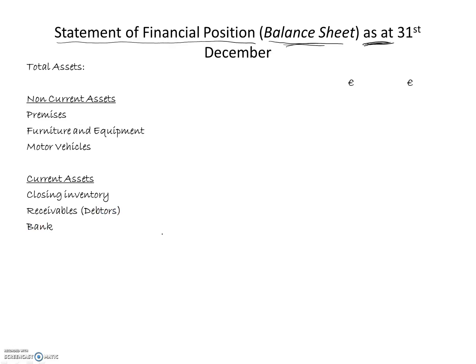But in this case, as I've already mentioned, the bank will be 0. And that'll give us the total assets. So we just pop the numbers in. The premises, writing it over here, 250,000. The furniture and equipment, 40,000. And the motor vehicles are 25,000. So I'll add that up and get a total for my non-current assets of 315,000.